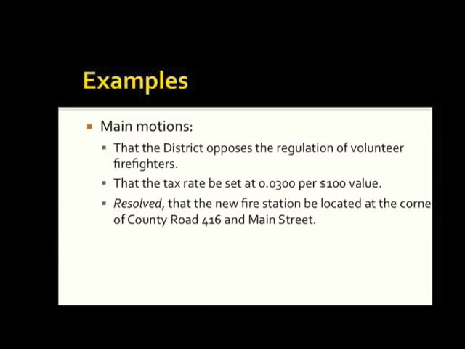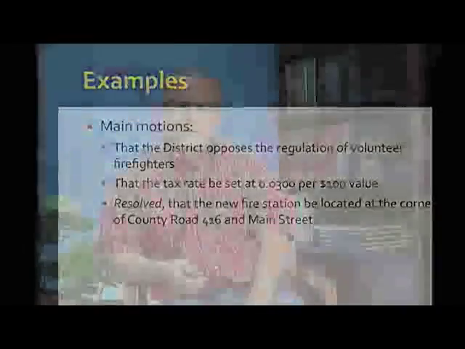One might be that we propose a tax rate to be set at 0.0300 per $100 value. Okay. Or you might actually be deciding on doing something that certainly is totally within your authority, like resolve that the new fire station be located at the corner, in this case, of County Road 416 and Main Street. Well, these would all be proposals to take action. These would be main motions, wouldn't they?